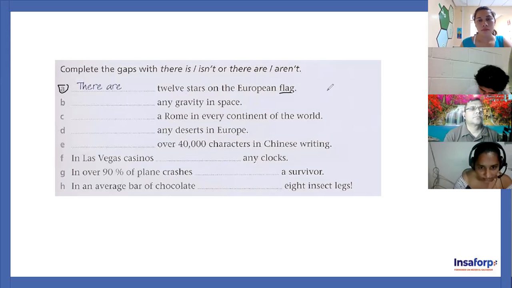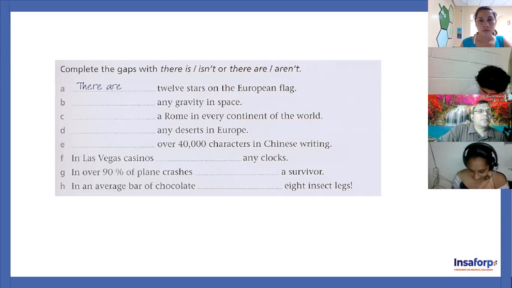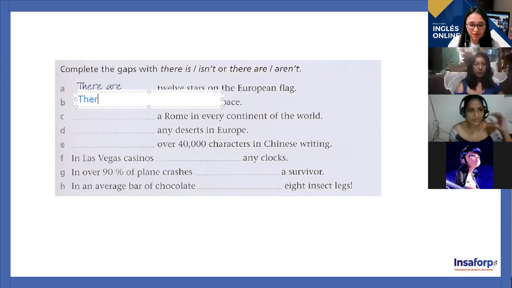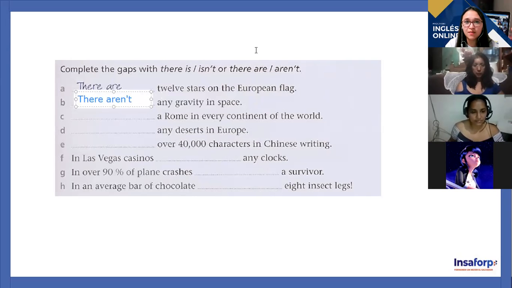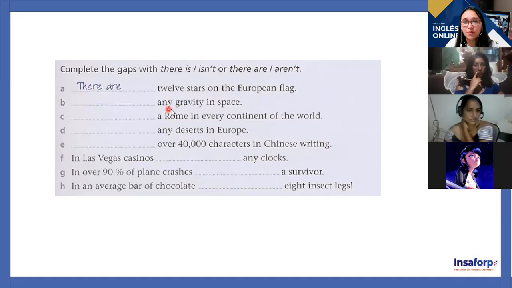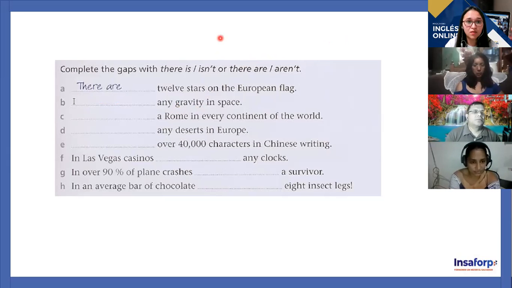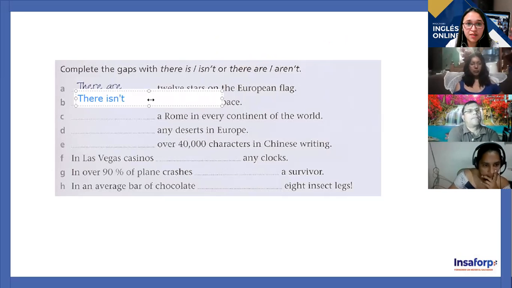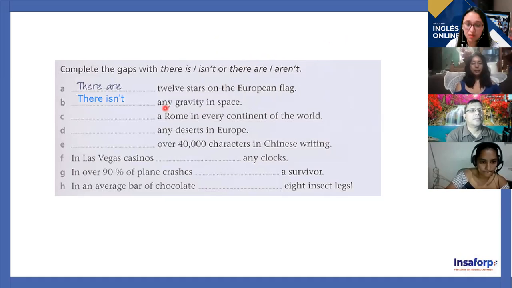Okay, what about letter B? ¿Cuál podemos utilizar en letter B, guys? No, there aren't. Analicemos la palabra que tenemos después de any. Tenemos la palabra gravity. Es una palabra singular, exactly. Sería entonces there isn't. ¿Y por qué estamos utilizando negativa? Because we have any, es para negativo. Yes. Negativo.